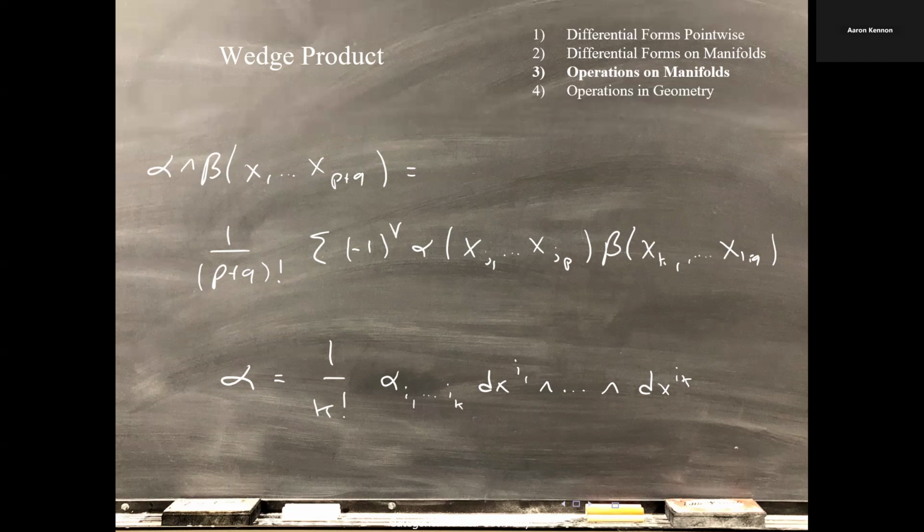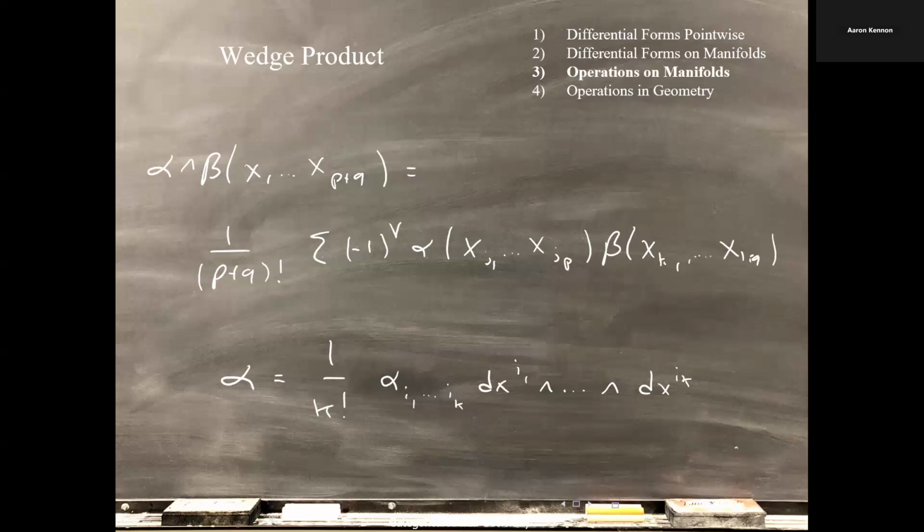Right, so this is the expression for this in terms of vector arguments. And then in a particular coordinate system, we could write out a differential form alpha as such. And this is what would be called writing it out in terms of components. So for a smooth differential form, the alpha i1 to ik needs to be a smooth function of the coordinates.